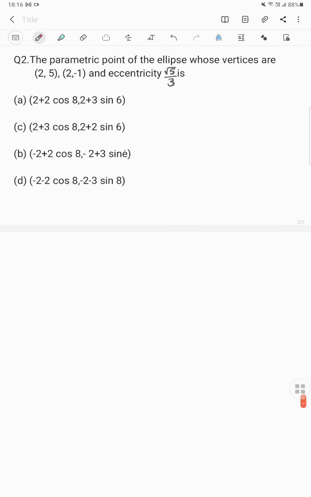Another question: the parametric point on the ellipse whose vertices are (2, 5) and (2, minus 1) and eccentricity is root 5 by 3. By observing the given data, (2, 5) and (2, minus 1), the x coordinates of the vertices are equal, so it forms a vertical ellipse. That means the figure will come like this.